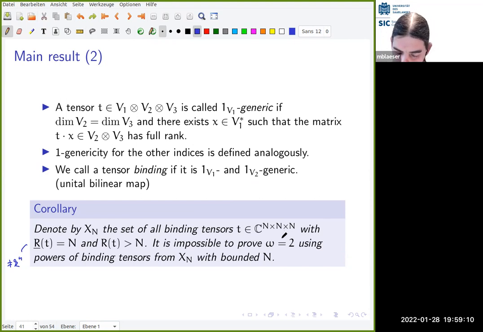Good, so maybe let me stop here. The takeaway message is that if you start with a tensor of minimal border rank, you will never be able to prove omega equals 2. So you have to come up with something more clever, and I have no clue what this could be.